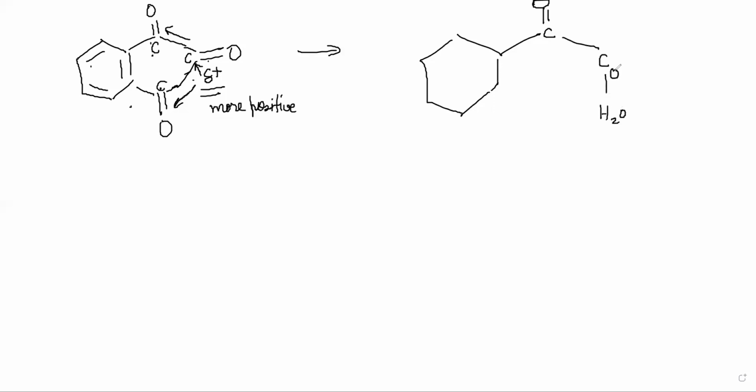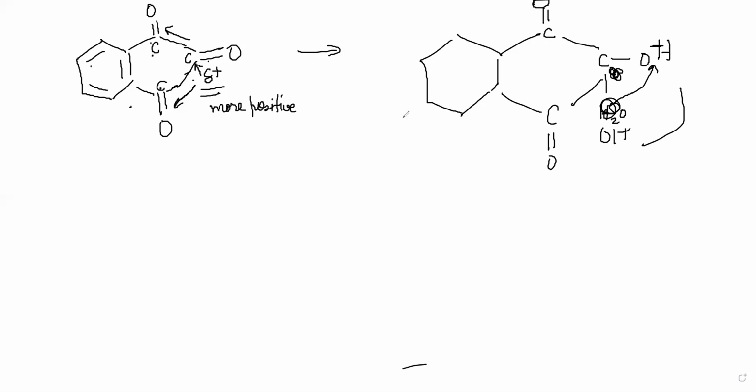But more of what will happen is C delta plus and O delta minus, right? And the H plus will come from here. So this will become OH and this will become OH, and you have C double bond O like this. And there is a diol formed here, and these two ketones remain untouched. That is more likely.